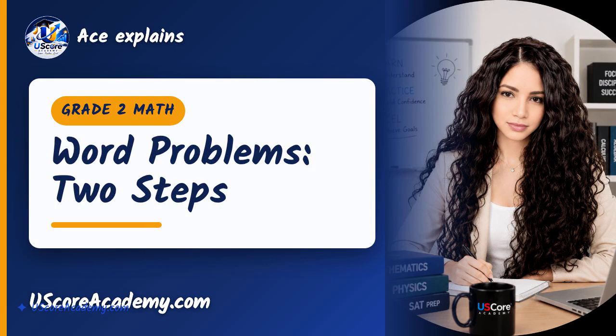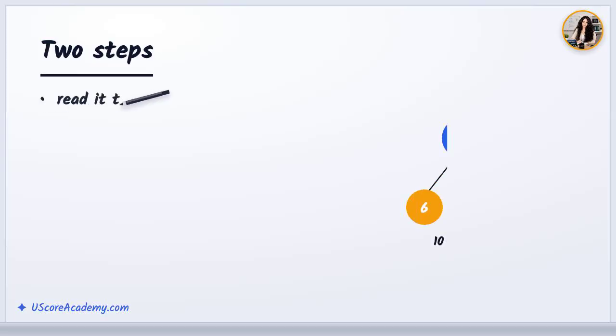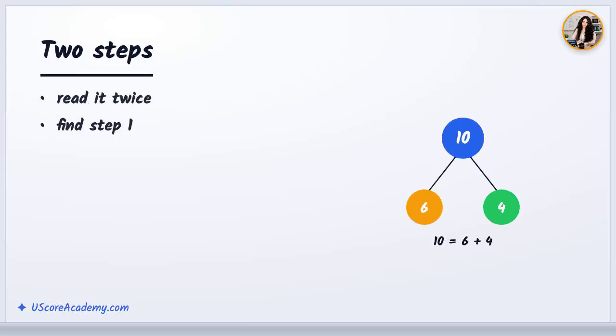Let's learn word problems 2 steps together, step by step. Some word problems take 2 steps to finish. First, you find a part of the answer. Then you use that part to find the final answer. Read the problem slowly twice.